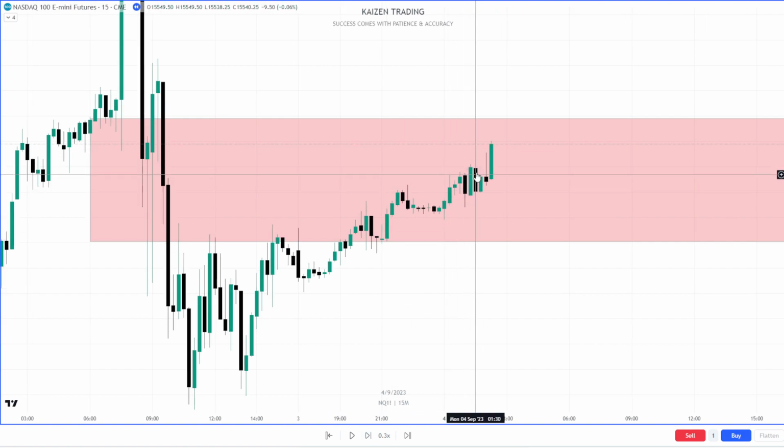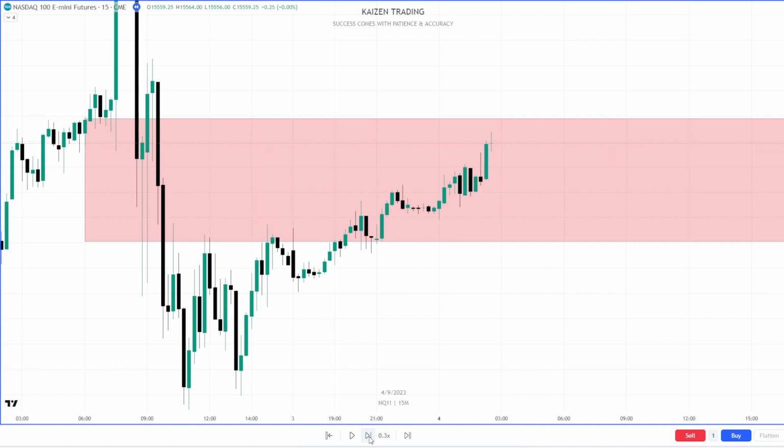Okay, price kind of just rebalancing each other back and forth. We get another large candle up. Almost completely rebalances to that wick.